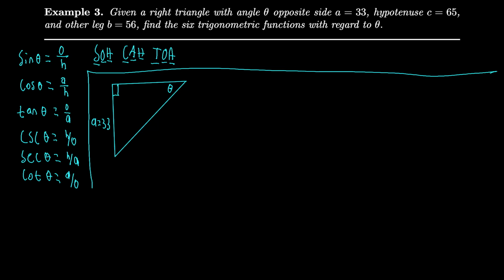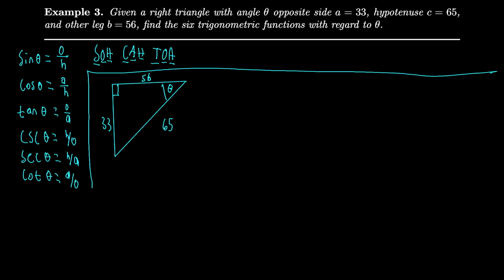And I don't want to put the A equals on there. I just want to put the 33 on there. So 33 on there. 65 was our hypotenuse, and our other leg was apparently 56. Okay, so this triangle isn't to scale, but that's fine. It doesn't need to be to scale. We just want to find the 6 trigonometric functions with regard to theta.